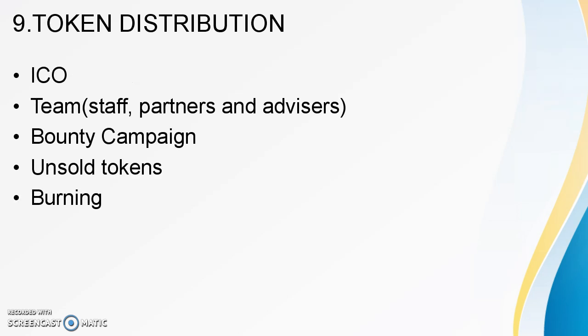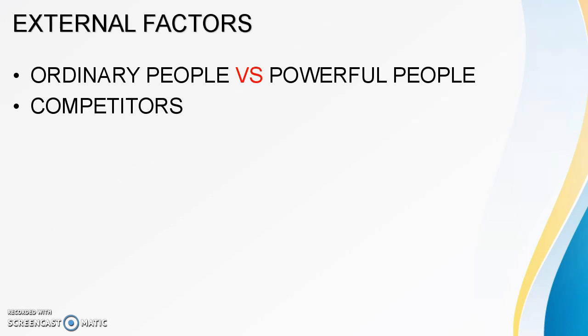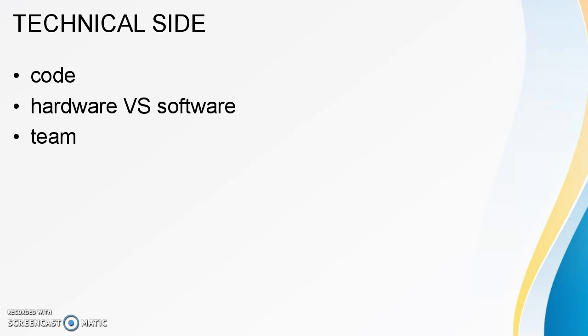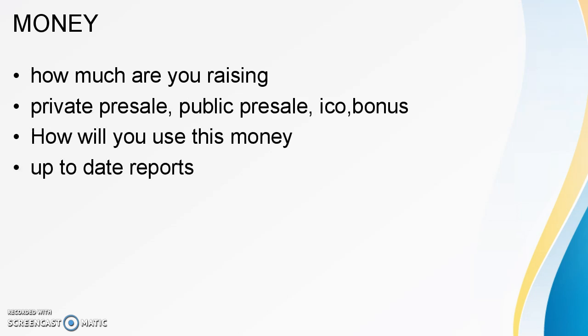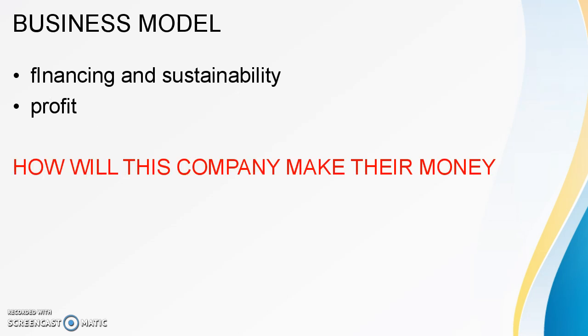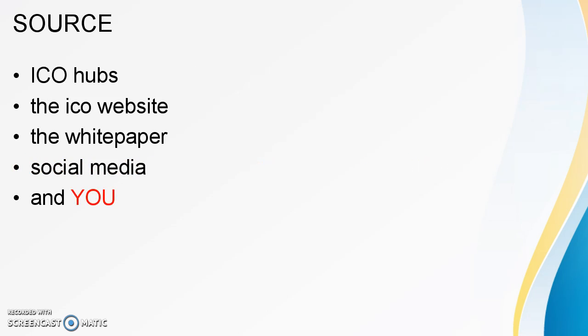And then we have the token distribution. I'm going to explain that. You can see the video. We talk about the external factors, ordinary people versus powerful people, and talk about the technical side. And then the money aspect. Then we talk about the business model, which was the last video. And now we're talking about the source.